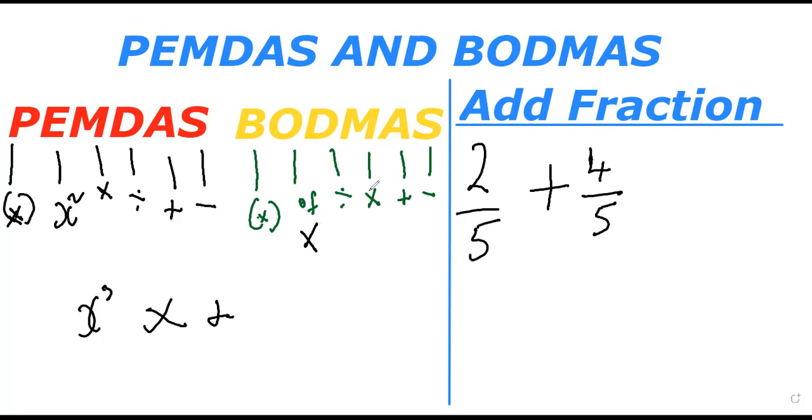And you have M, which means multiplication. It doesn't matter what comes first, M and D. You can do any of them first. So after that, you move to A, which is addition. Addition means to add, or plus.